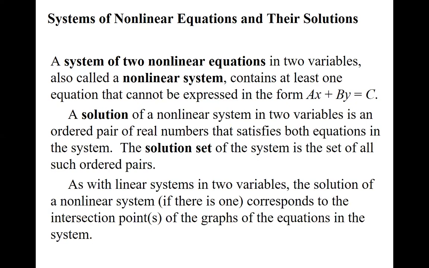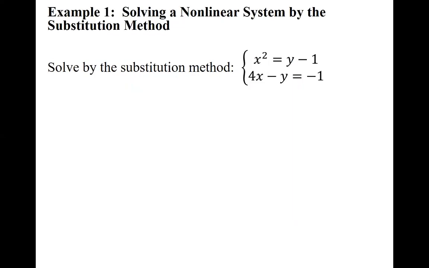As with linear systems in two variables, the solution of a nonlinear system corresponds to the intersection point or intersection points of the graphs of the equations in the system. So this is important to know because let's say we have a line and a circle. Well, a line's going to pass through a circle twice. We know to expect two solutions. Our solving methods are the same. I just discussed graphically.